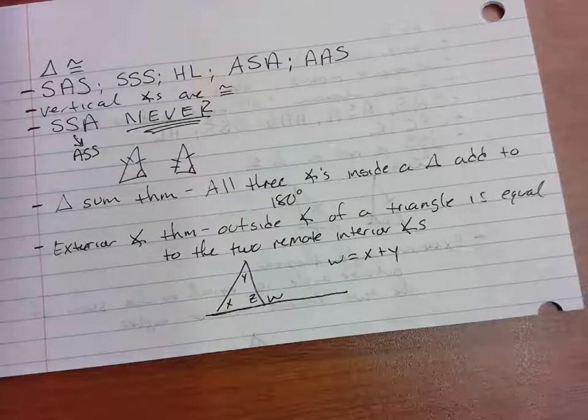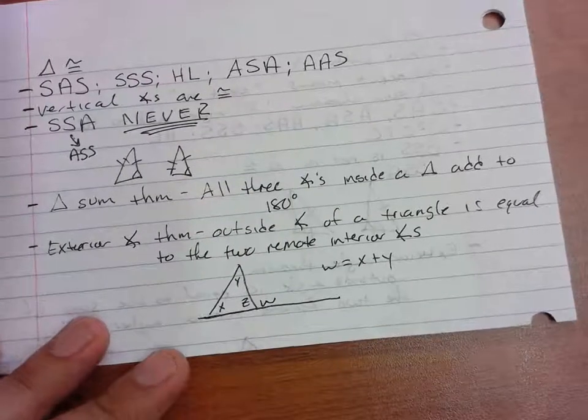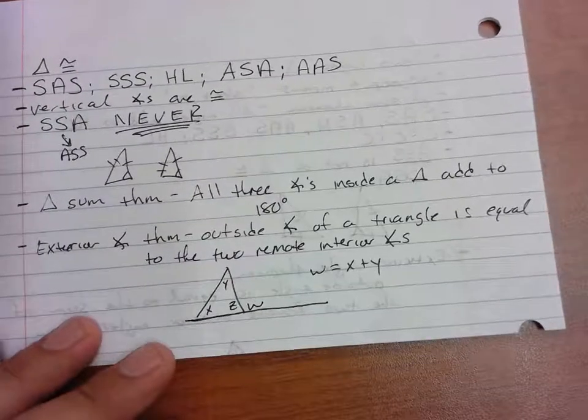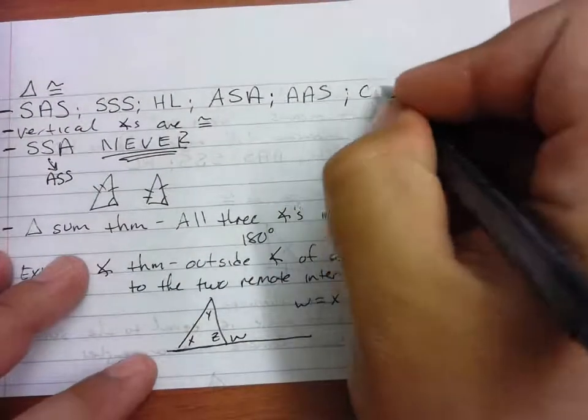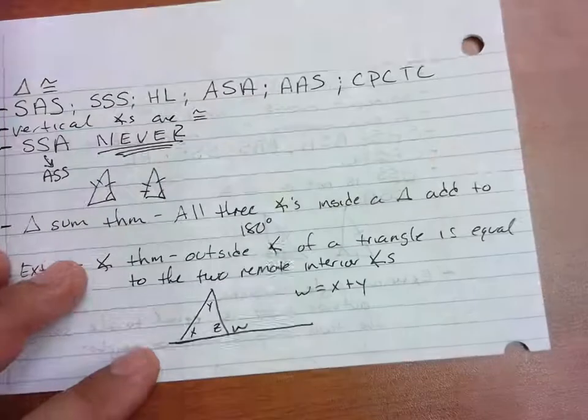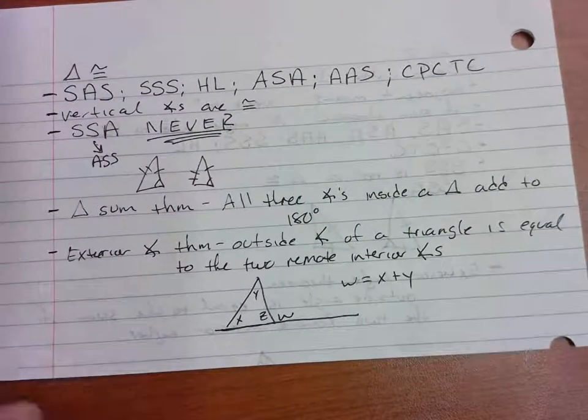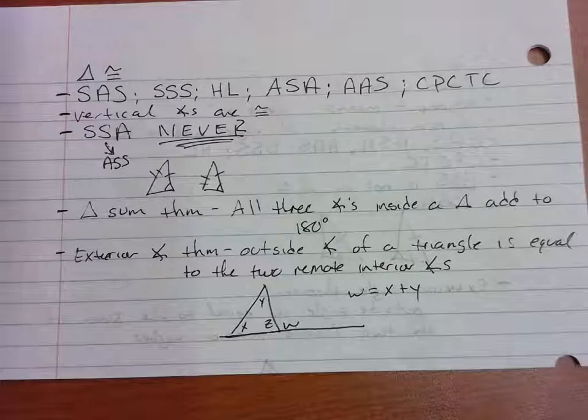Triangle congruence. This is where we had our proofs. There's one more thing we're actually missing on this. Does anybody know? Nobody knows? You're going to know as soon as I start writing it. Corresponding parts of congruent triangles are congruent.